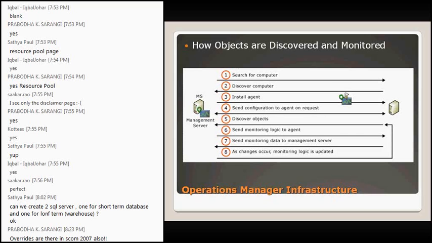Whenever you make a change, it is going to go back and update the discovered objects that it needs to discover. So whenever you make a change in the logic, it is going to send the new logic to the agent as well. But this is basically the 8-step process that every client or every management server does when it is communicating to a SCOM.